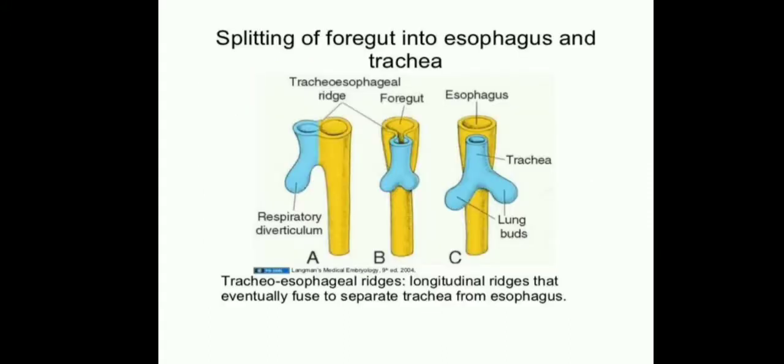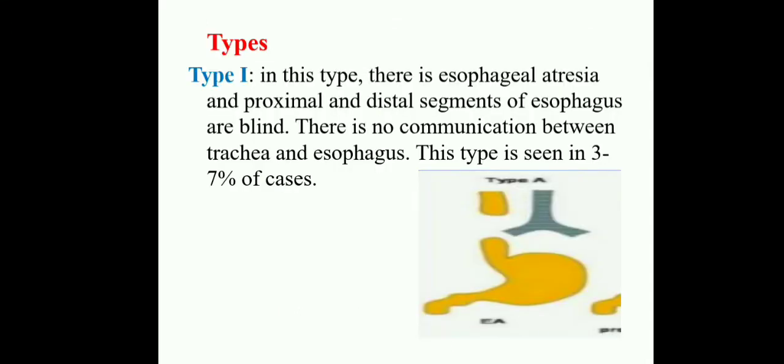And look at this picture. Here the tracheoesophageal. Here the ridge is there. Here this blue color part is called the trachea. Here this yellow color part is called the esophagus. In this condition, so many types are there. We will discuss them one by one. Here, in total 5 types are there. We will discuss one by one.